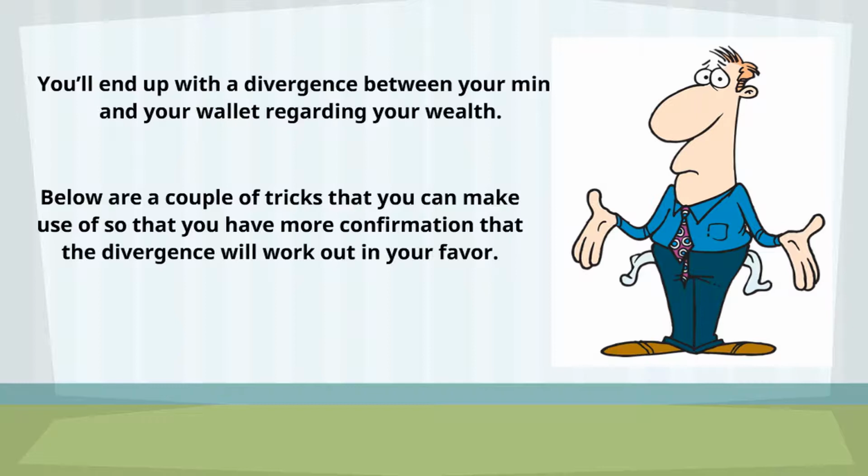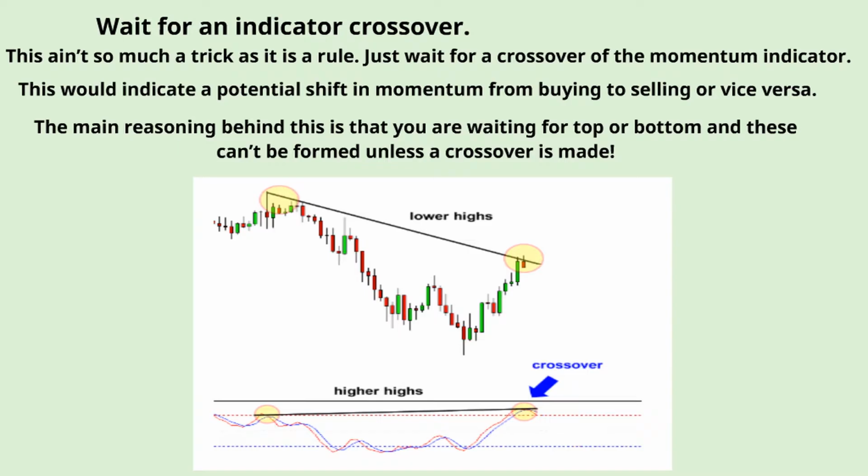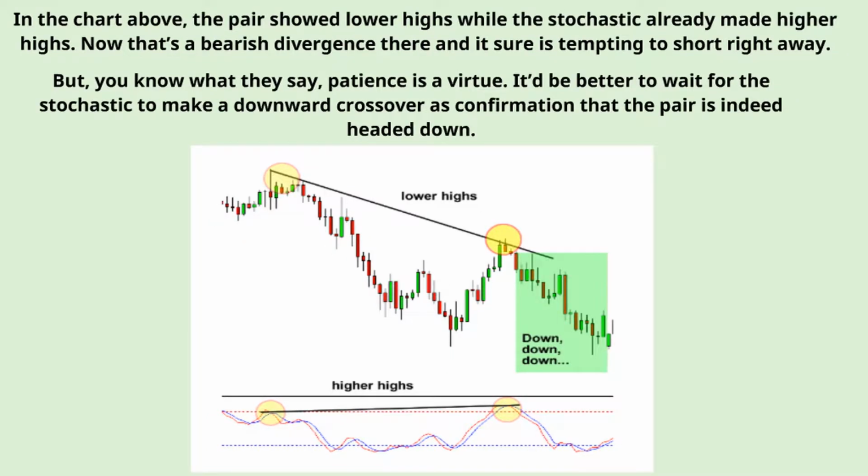Below are a couple of tricks that you can make use of so that you have more confirmation that the divergence will work out in your favor. Wait for an indicator crossover. This ain't so much a trick as it is a rule. Just wait for a crossover of the momentum indicator. This would indicate a potential shift in momentum from buying to selling or vice versa. The main reasoning behind this is that you are waiting for a top or bottom and these can't be formed unless a crossover is made. In the chart above, the pair showed lower highs while the stochastic already made higher highs.